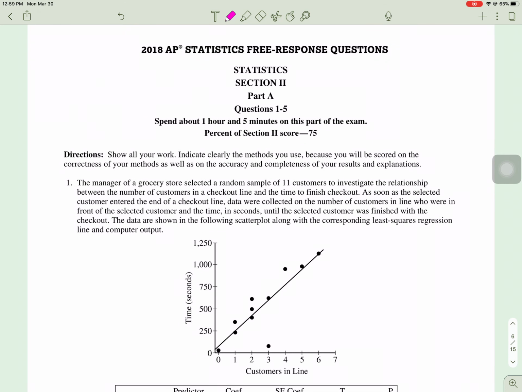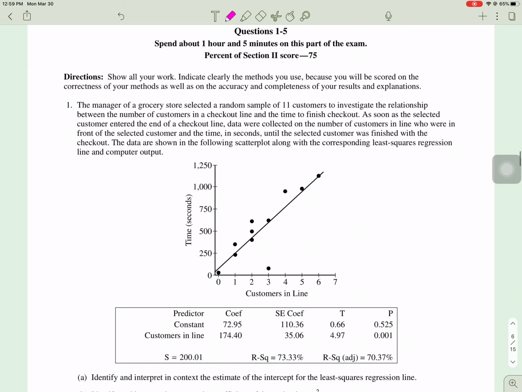Okay, so we're up to the 2018 free response questions for AP Statistics, and we're going to look at number one first. Number one is a regression problem, and a problem that we generally do well on. We just probably need some reminders about some of the small things that will lose us some points.